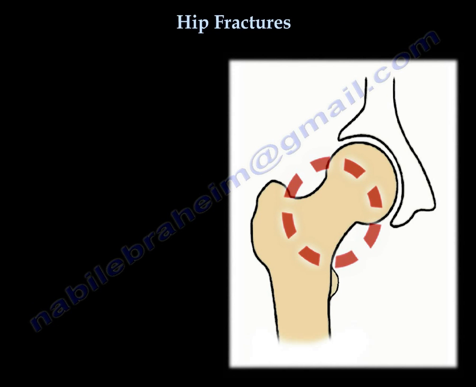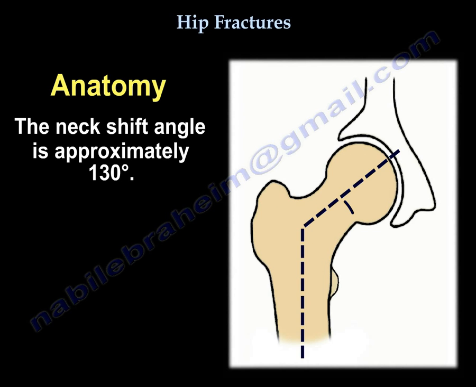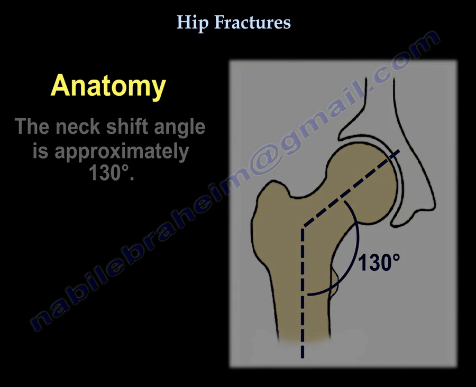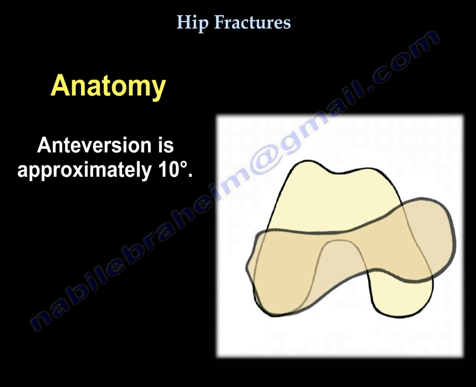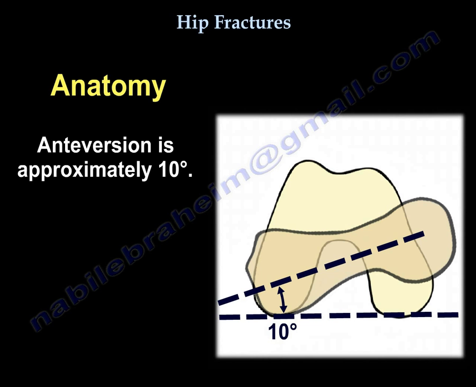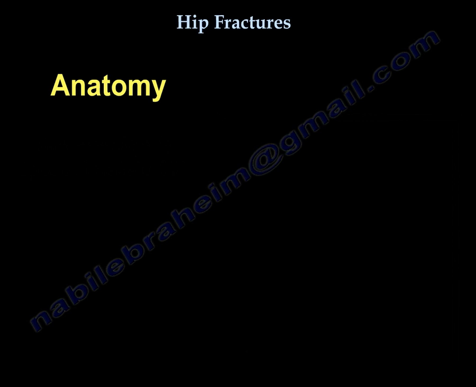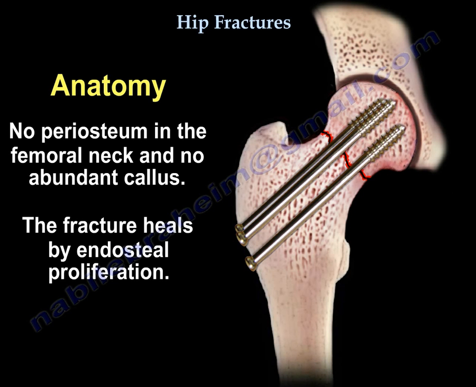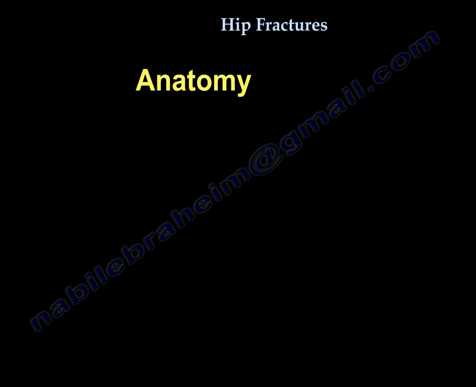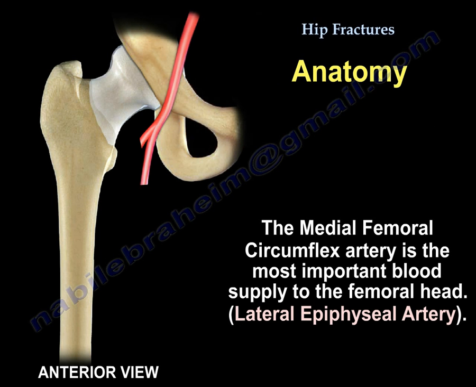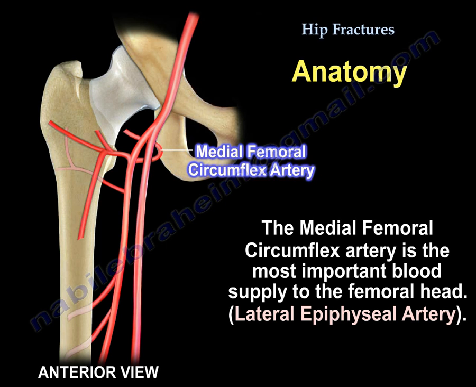Femoral neck fracture fixation. Anatomy. The neck shaft angle is approximately 130 degrees. The anteversion is approximately 10 degrees. There is no periosteum in the neck, no abundant callus, and the fracture heals by endosteal proliferation. The medial femoral circumflex artery is the most important blood supply to the femoral head. It is the lateral epiphyseal artery.